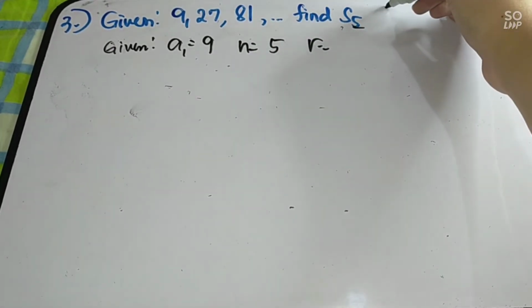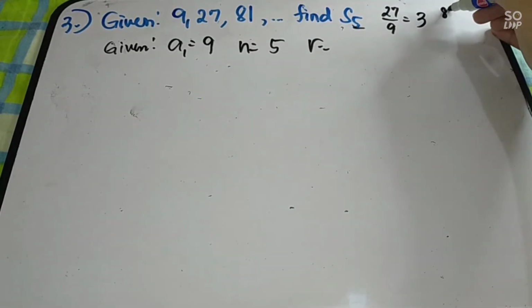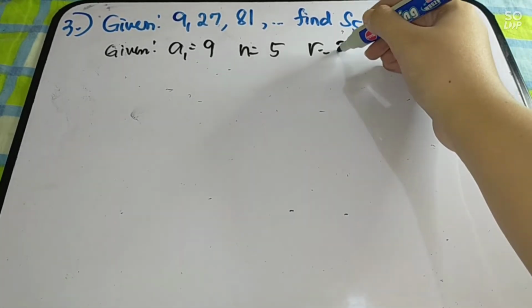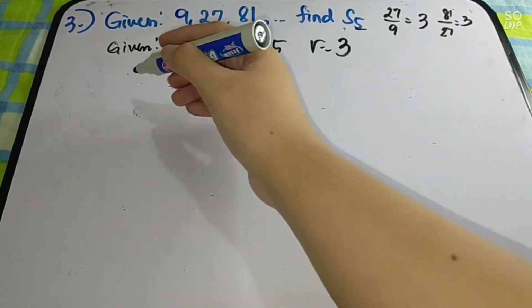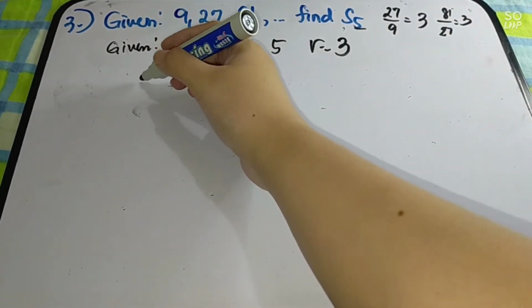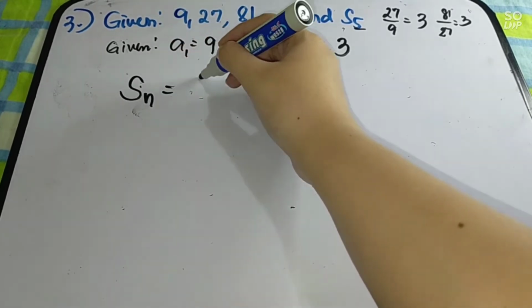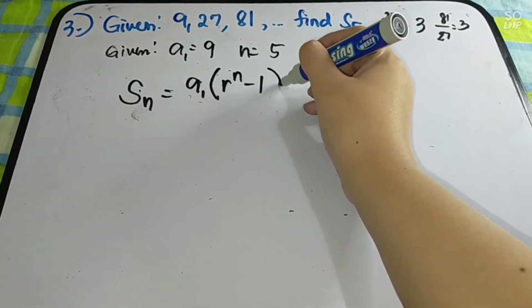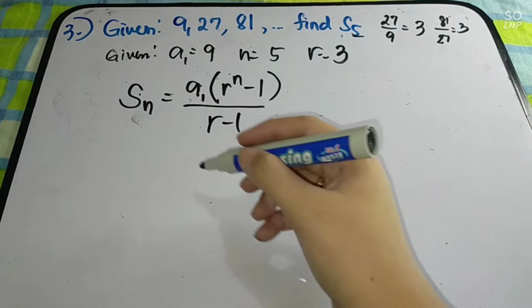And then, the common ratio, you are going to divide. We have 27 divided by 9. Ang sagot dyan is 3. 81 divided by 27, sagot din dyan is 3. Therefore, your common ratio is 3. So, we have here a positive whole numbers. So, ang gagamitin natin is this one. So, we have here S sub n is equals to A sub 1 times R raised to n minus 1 over R minus 1. So, yan yung gagamitin nating formula.